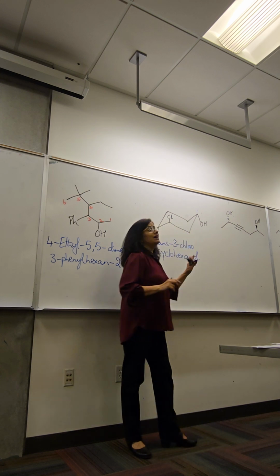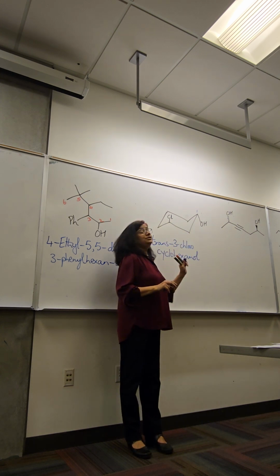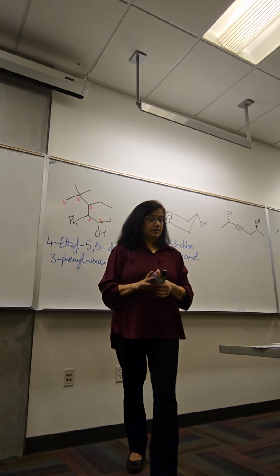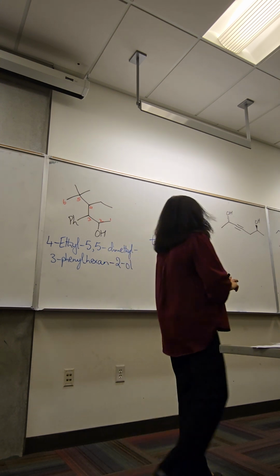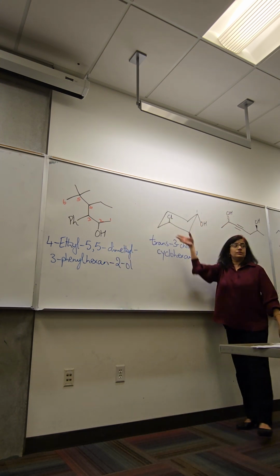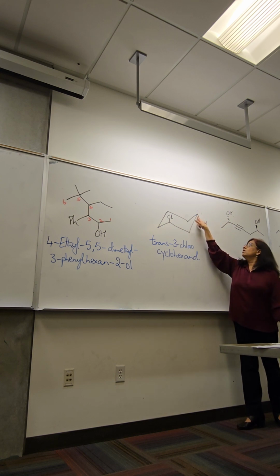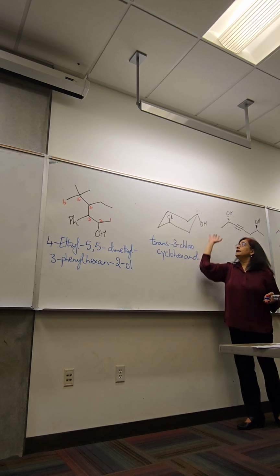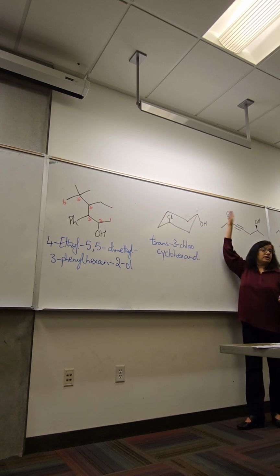Now in this example, do I need to say 1-ol? Why not? It's implied because it's a ring, and there is only one -ol, so it's implied that you have to start from there no matter what. There's no other place we could start counting from in that structure.